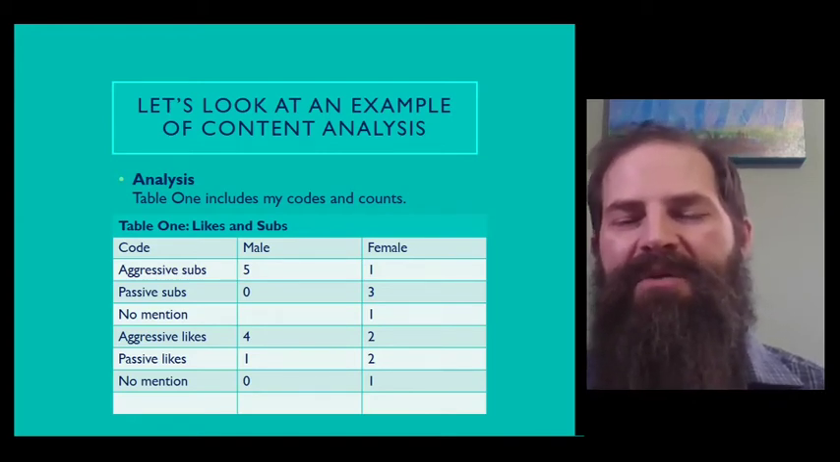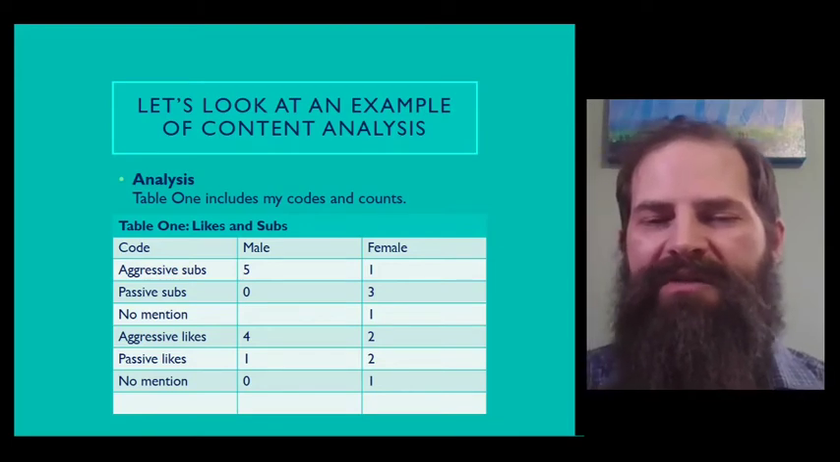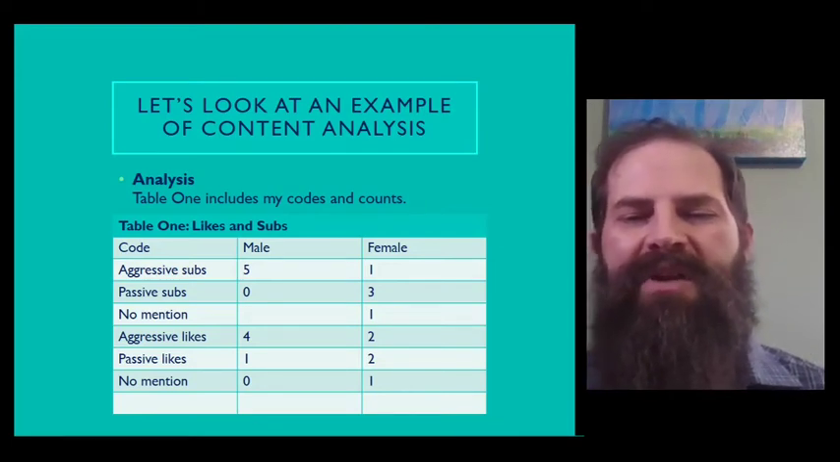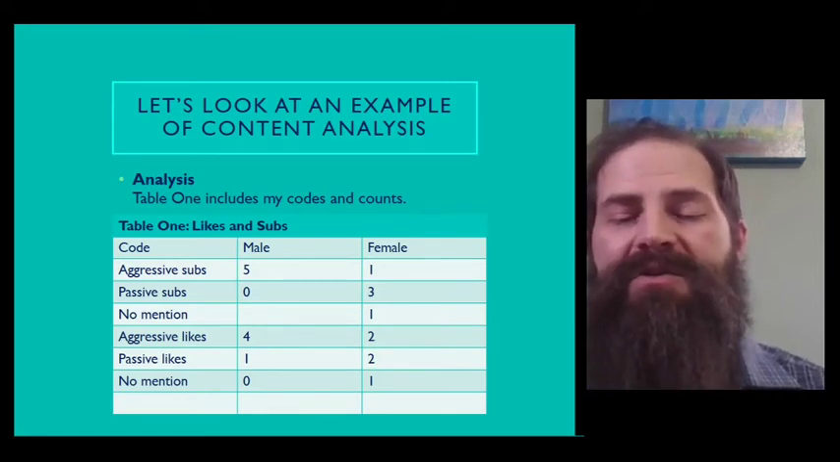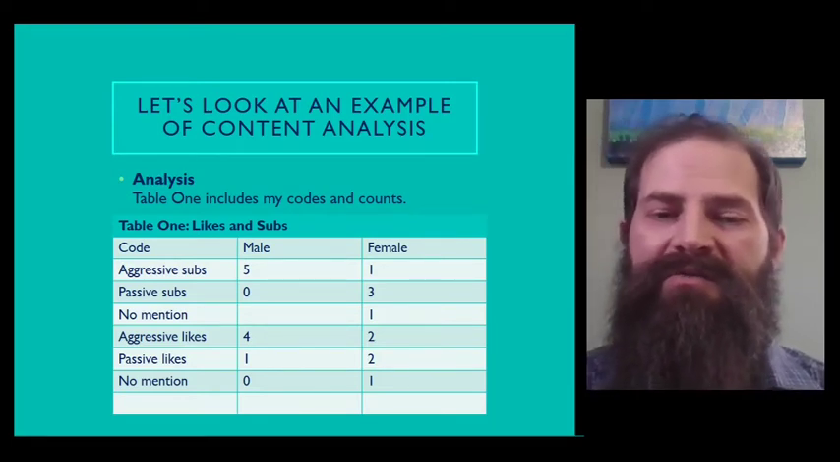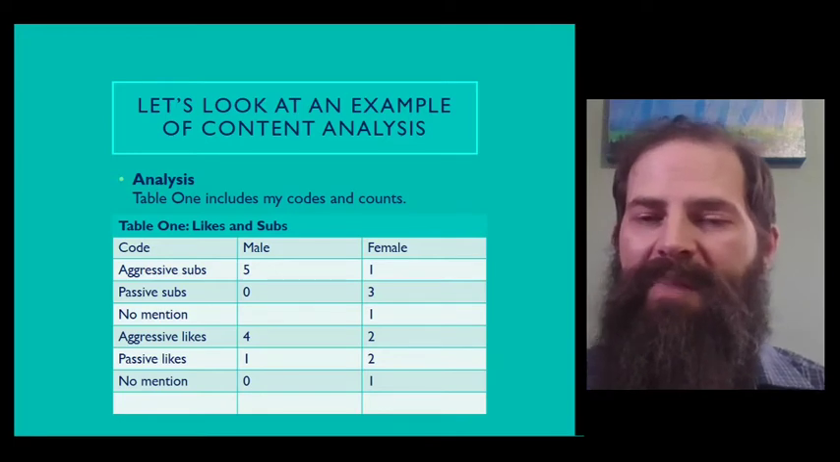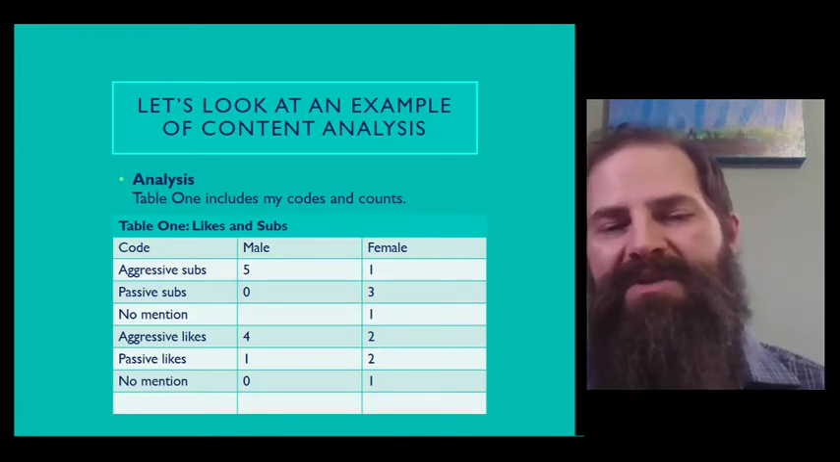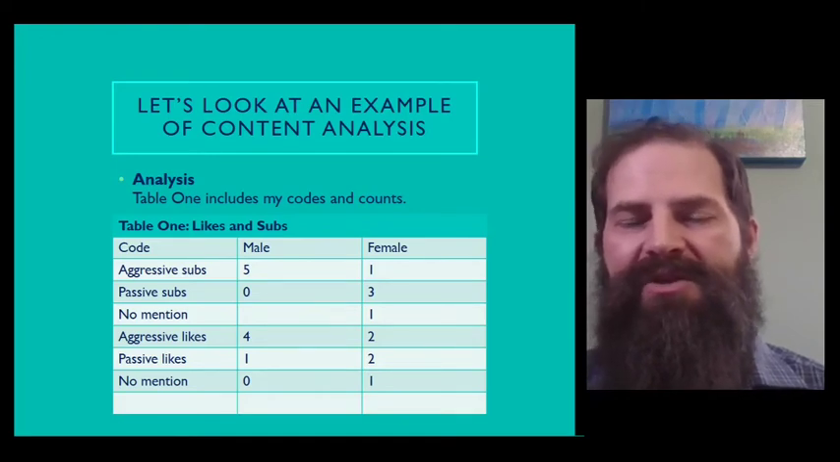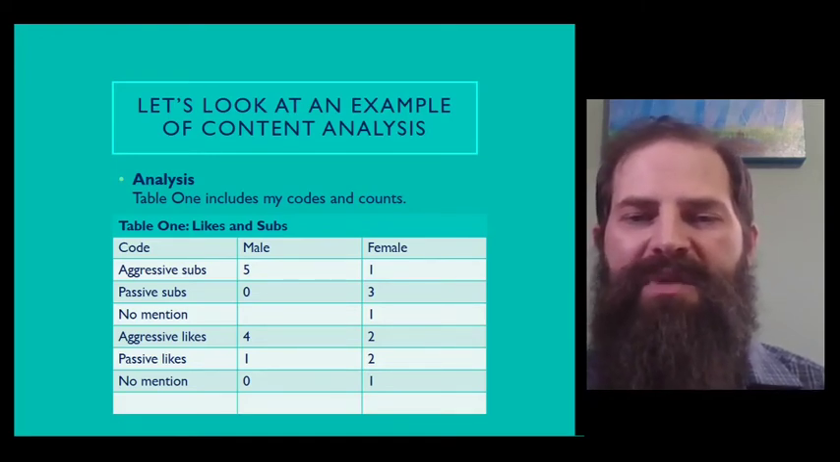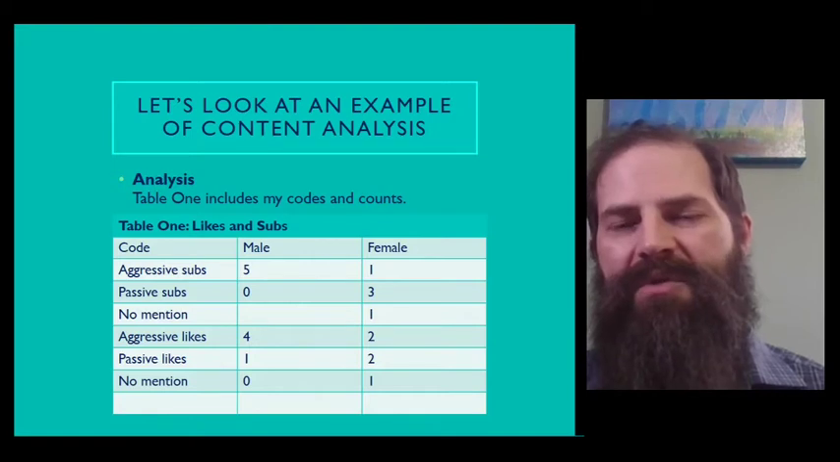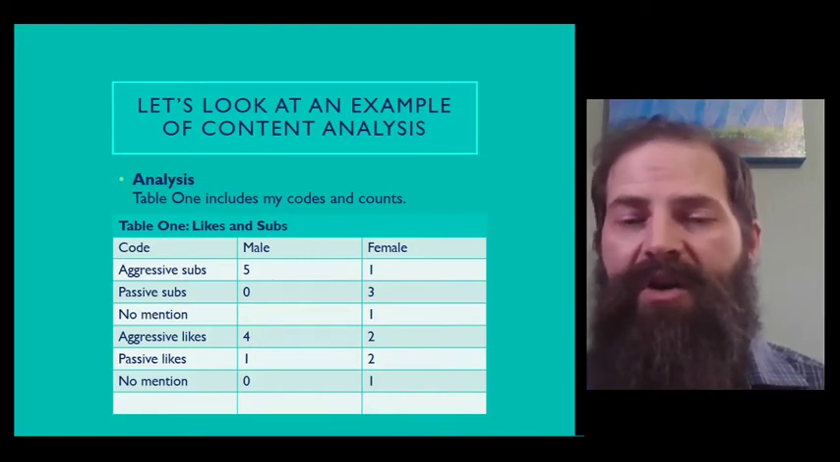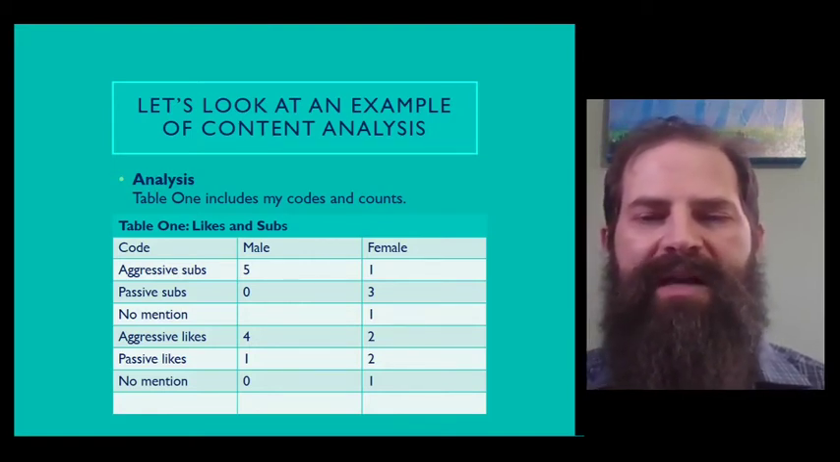Female, however, was slightly different. Only 1 person was aggressive, 3 of the females were more passive, and 1 was a no mention. When it comes to the likes, I also found that males were generally very aggressive, with only 1 being passive. With female, there was kind of a split between aggressive and passive, and then again, 1 person being no mention. I will point out too that the no mentions on the female side for subscriptions and for likes were the same video. That gives us a sense of where that sits.